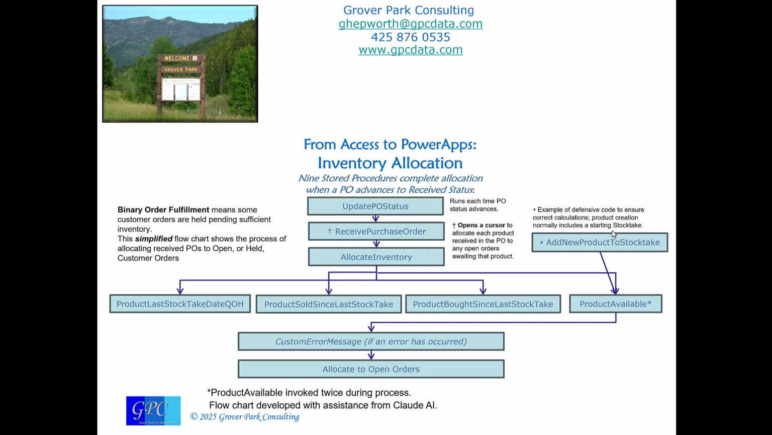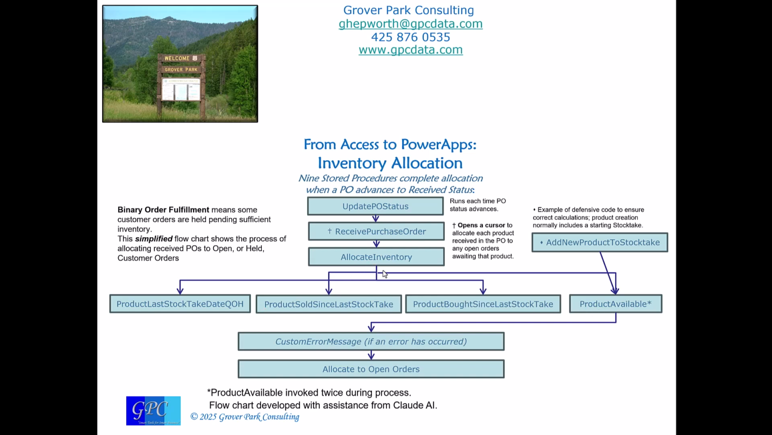Take a step aside here. Inside product available, we run a stored procedure called add new product to stock take. This is an example of defensive coding to ensure correct calculations. Product creation, as we saw in the demo, normally includes a starting stock take. Here, we're simply running this code to ensure that there is in fact a stock take so that the calculation using all of these values doesn't fail.